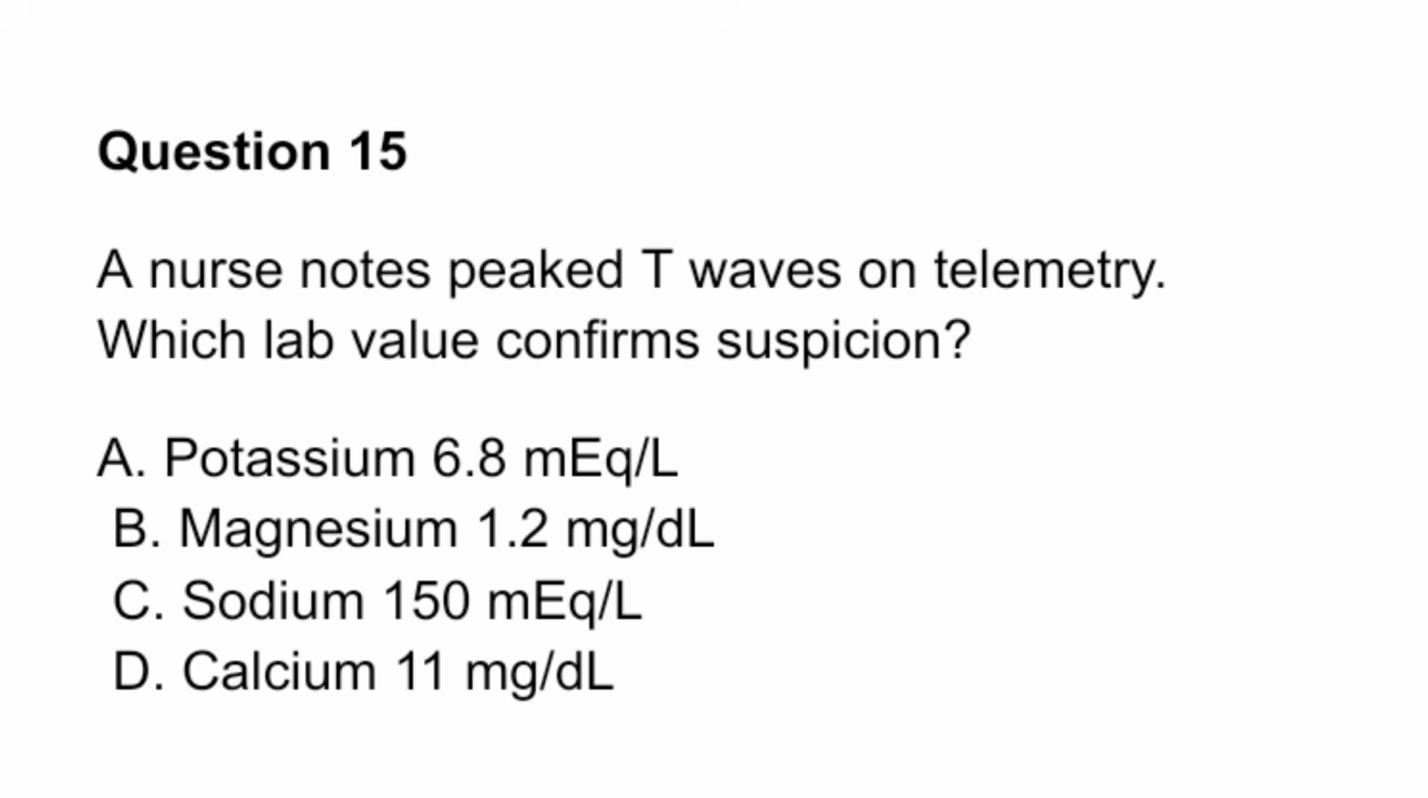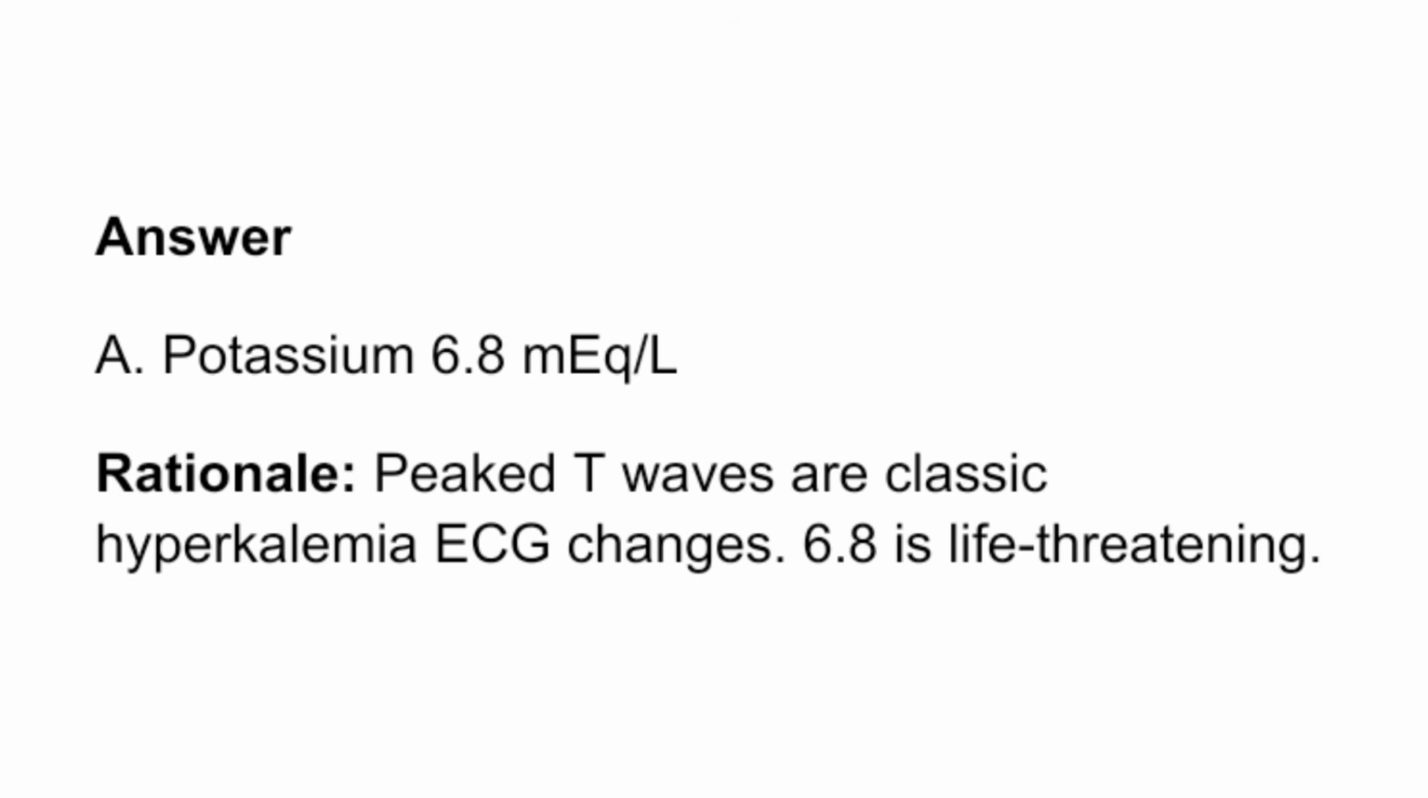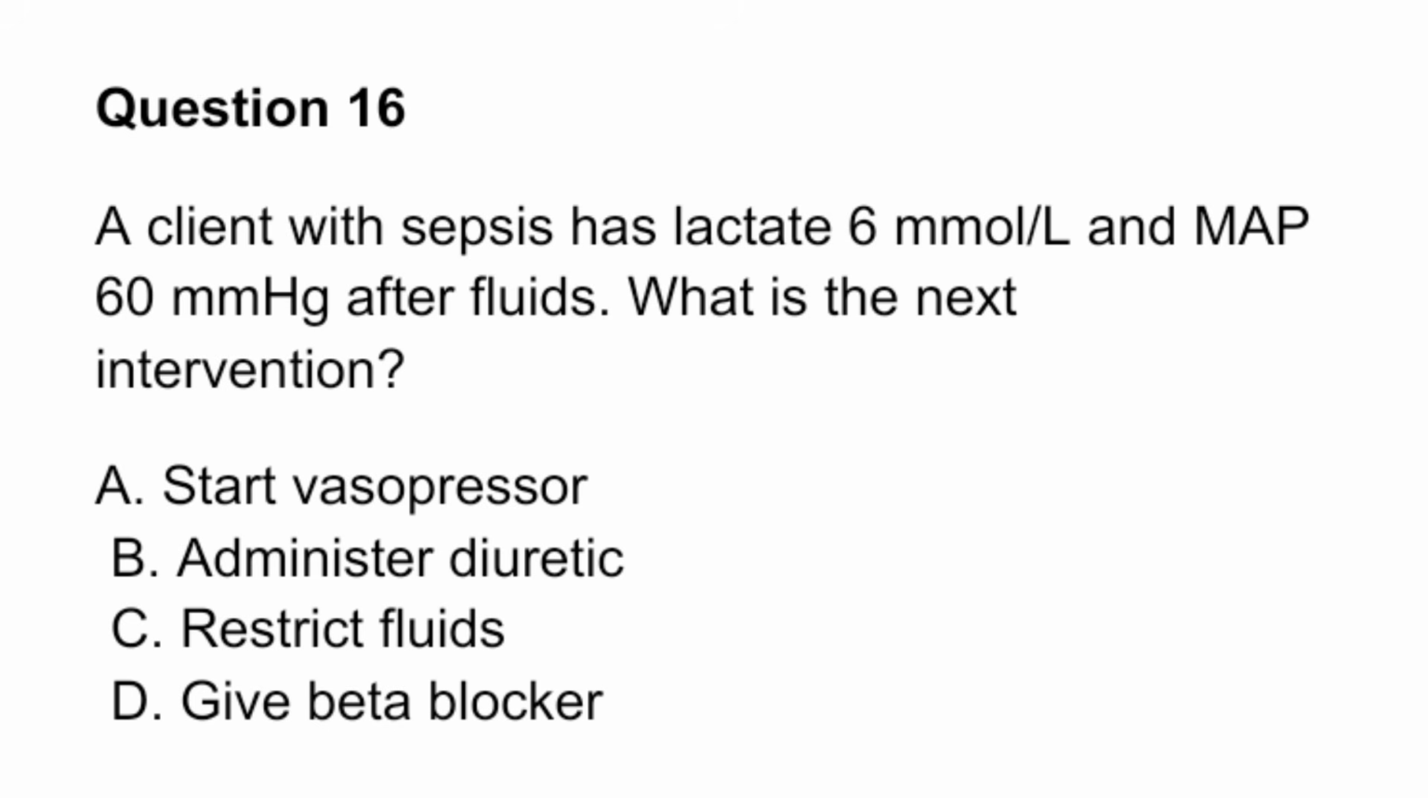Question 15. A nurse notes peaked T waves on telemetry. Which lab value confirms suspicion? A. Potassium 6.8 milliequivalents per liter. B. Magnesium 1.2 milligrams per deciliter. C. Sodium 150 milliequivalents per liter. D. Calcium 11 milligrams per deciliter. Answer. A. Potassium 6.8 milliequivalents per liter. Rationale. Peaked T waves are classic hyperkalemia ECG changes. 6.8 is life-threatening.